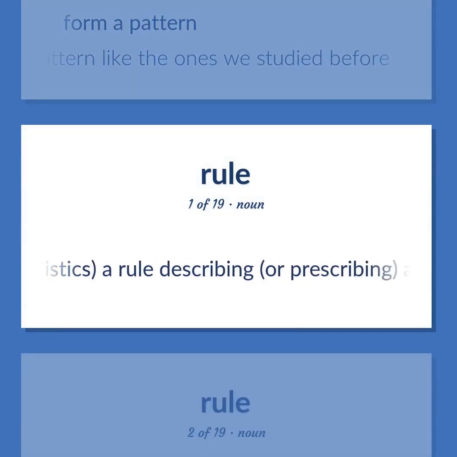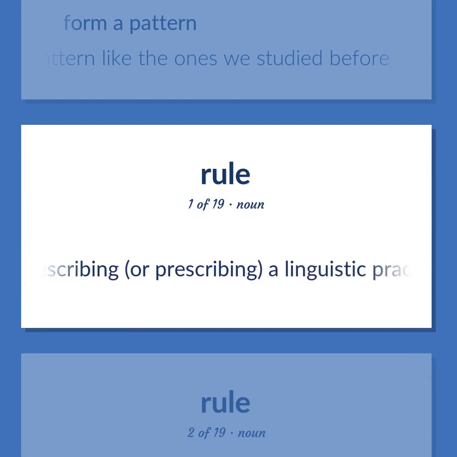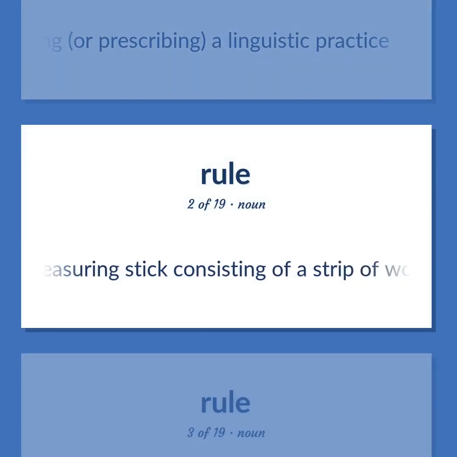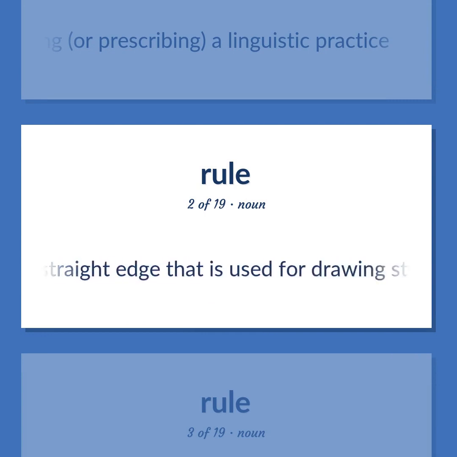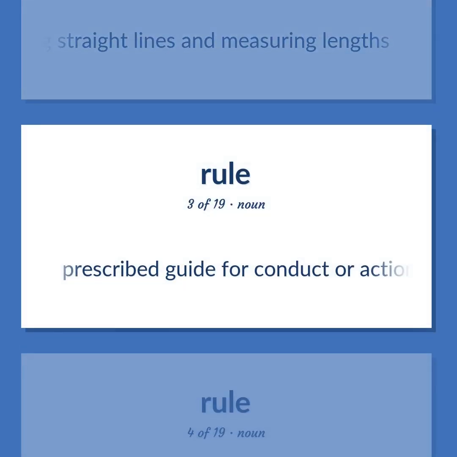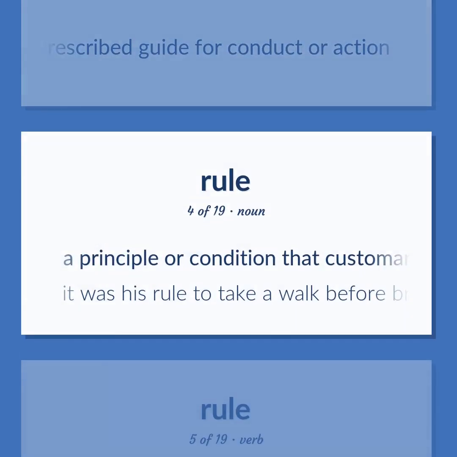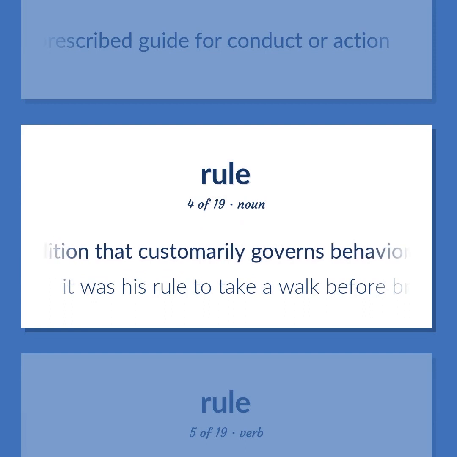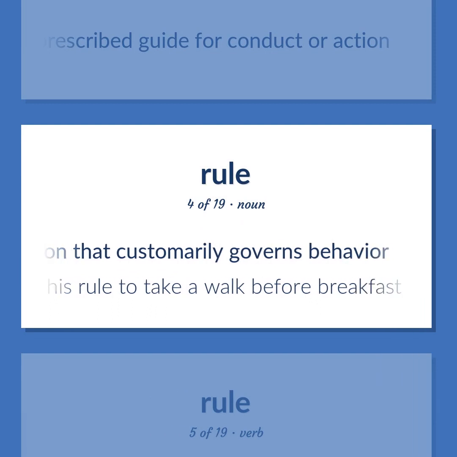Linguistics. A rule describing, or prescribing, a linguistic practice. Measuring stick consisting of a strip of wood or metal or plastic with a straight edge that is used for drawing straight lines and measuring lengths. Prescribed guide for conduct or action. A principle or condition that customarily governs behavior. It was his rule to take a walk before breakfast.